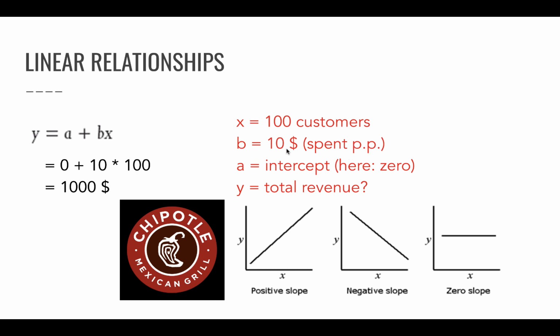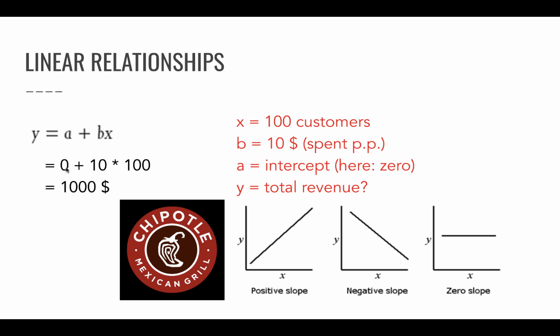So your slope is 10. The intercept in this case is 0. Your outcome variable or your dependent variable is total revenue at the end of the day. So you could say that if 100 people walk in and they each spend $10, so B equals 10, X equals 100, you have at the end of the day $1,000.